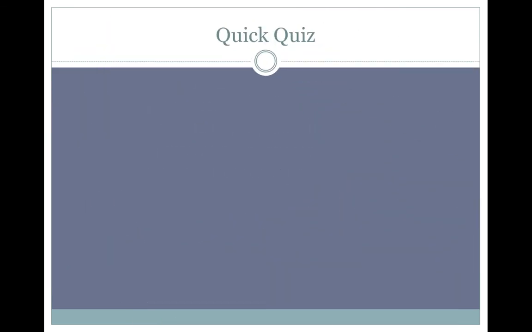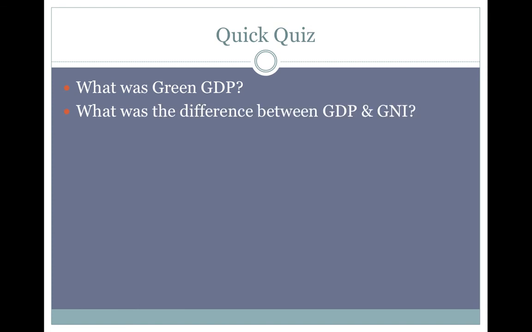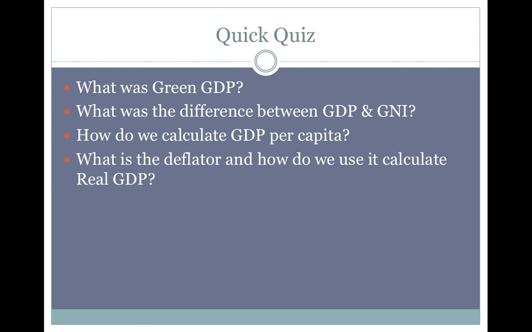Okay, let's do a quick quiz. I'm going to say a question, you pause, answer the question, see if you got it right. Let's review. What was green GDP? Pause, answer the question, see if you got it right. Next question. What was the difference between GDP and GNI? Next. How do we calculate GDP per capita? Go ahead and pause, answer the question. Okay, did you answer? Let's move on. Finally, what is the deflator and how do we use it to calculate real GDP?